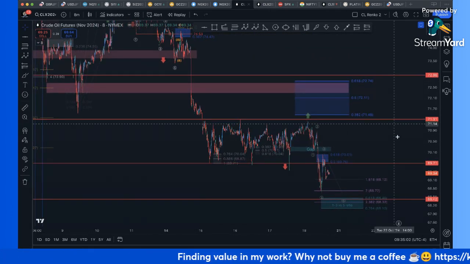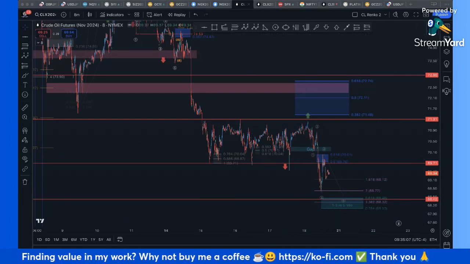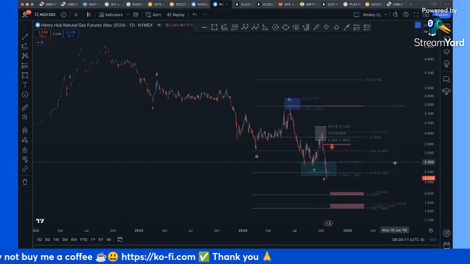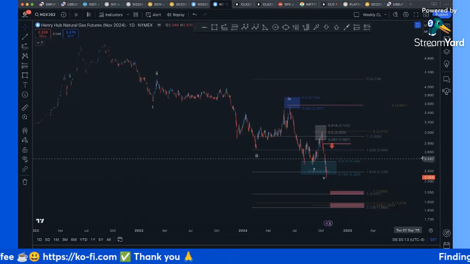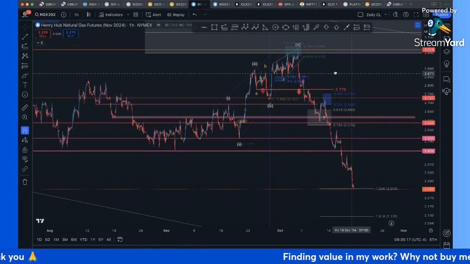So low 67s versus low 68s. Okay. So let's hop on over to the natural gas chart. Now, look, I'm just going to be real with you. I have very little edge on natural gas. The best thing I did with natural gas is call this top.